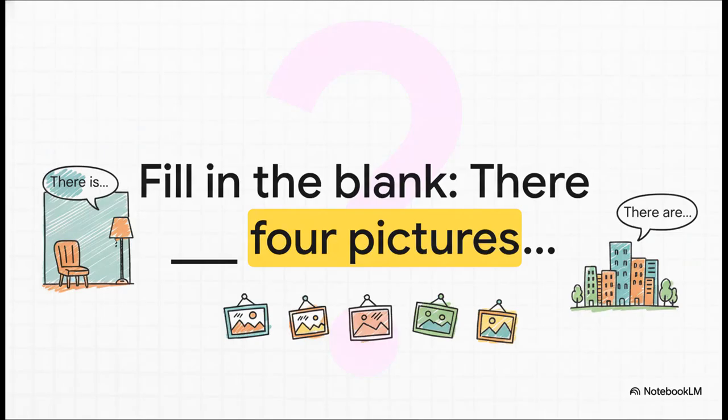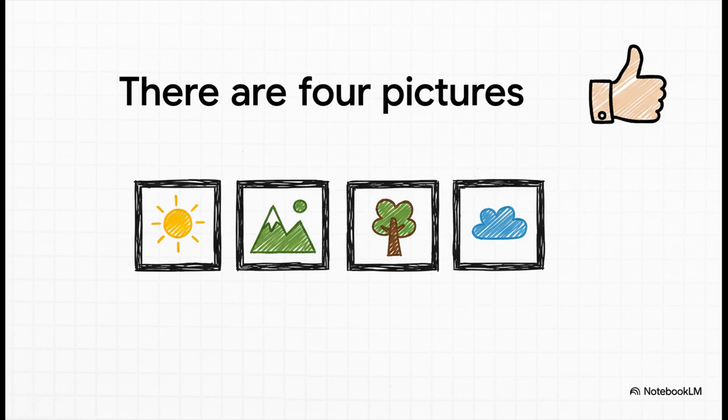Let's try another one. There, blank, 4 pictures on the wall. Now look carefully at the key words here. 4 pictures. Exactly. It has to be are. We're talking about more than one picture, so we've got to use the plural form. There are 4 pictures. Perfect.